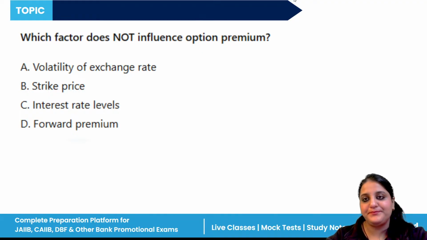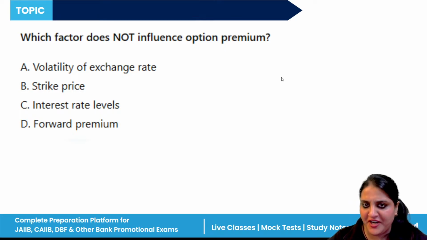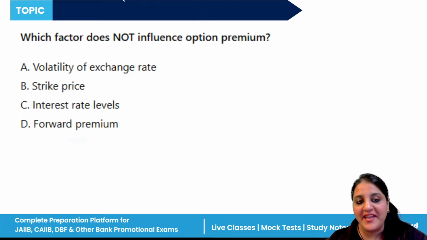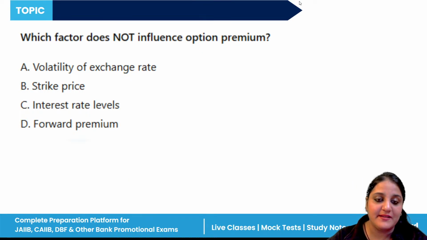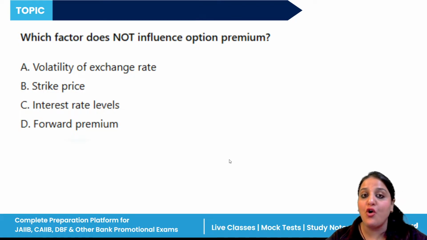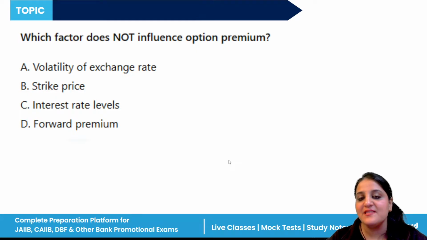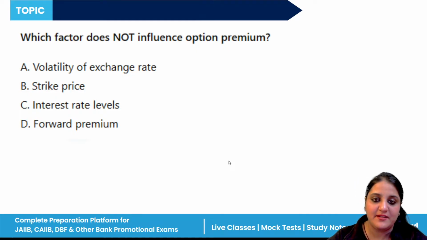Option premium. What is the meaning of option premium? Option premium is the upfront, non-refundable price a buyer pays to a seller to acquire an option contract. It represents the cost of the right but not the obligation to buy or sell an underlying asset at a set price before a specific date.